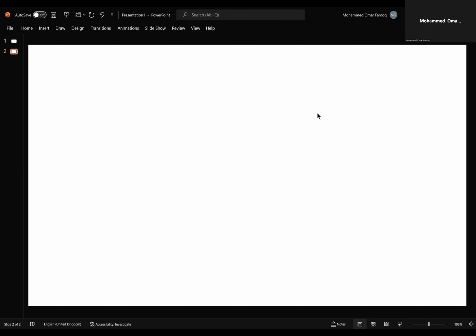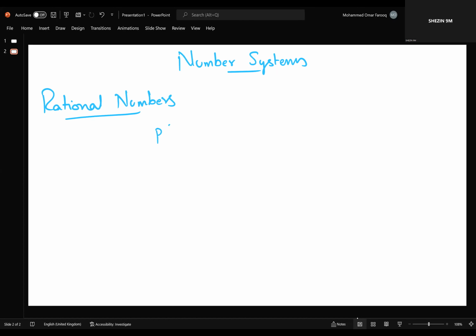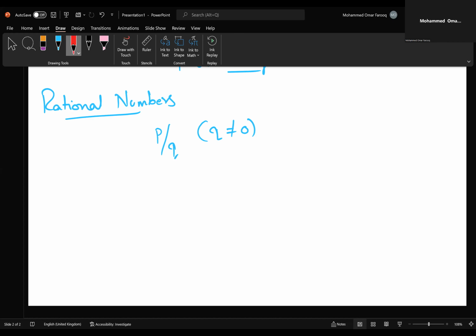Now, shall I? So coming to number systems, our first chapter is number systems. In number systems, we have studied about rational numbers. So what are rational numbers? Numbers which are represented in the form of p by q, where q is not equal to 0. Is it right? Yes, sir.